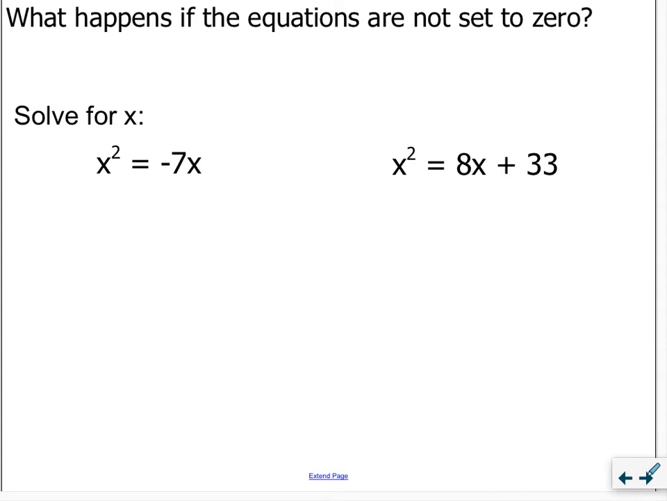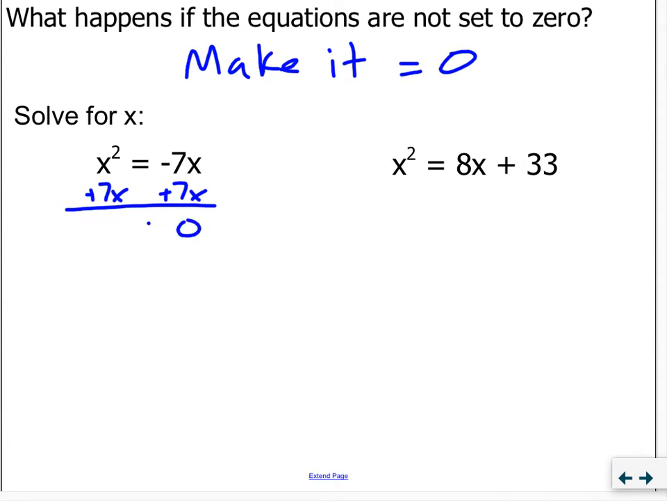But what do you think we should do if the equations are not set equal to 0? Well, if they're not set equal to 0, how about we make it equal 0? We like that. Let's make it equal to 0. And a little hint that I like here is to always keep my x squared term positive. So if I'm looking at this one on the left, I'm going to add 7x to both sides.